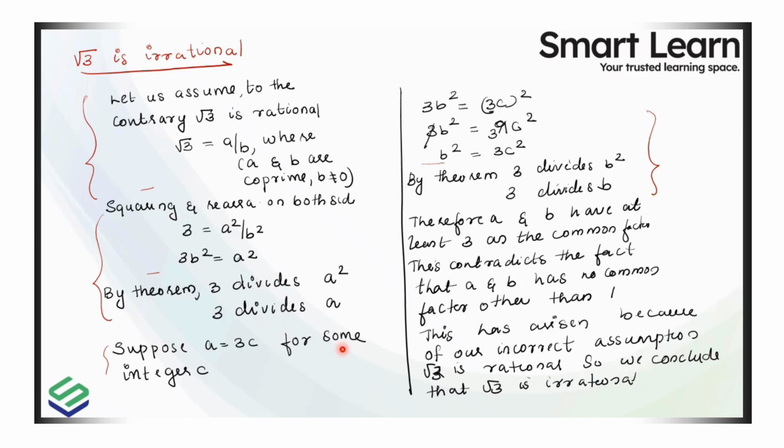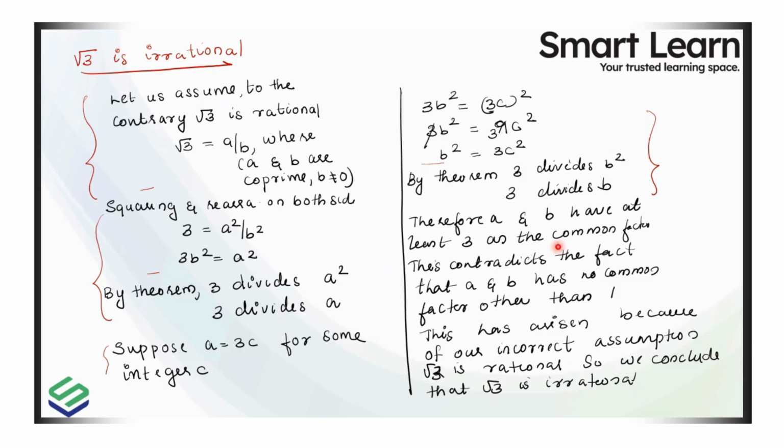Suppose A is equal to 3C for some integer C. In 3B square equals A square, I will substitute in the place of A square, children. That is 3C the whole square. That is 3B square is equal to 9C square. Then you can cancel 3 and 9. So you will get B square is equal to 3C square. Again the theorem, you have to write by theorem. 3 divides B square, so 3 divides B.